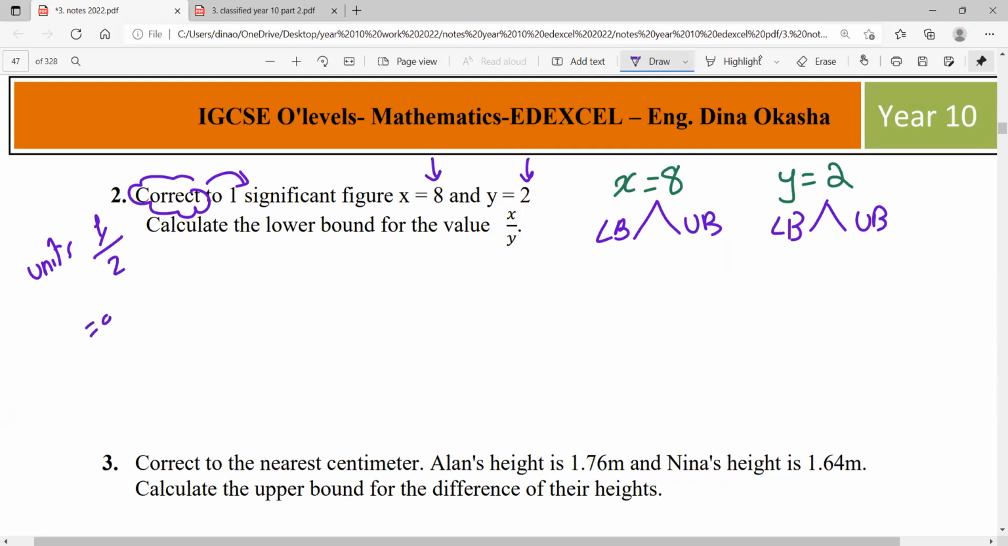1 over 2, which is 0.5. So the upper bound is 2.5, lower bound 1.5, upper bound 8.5, lower bound 7.5, and this we ignore. As we said, you find the bounds, focus on the origin.